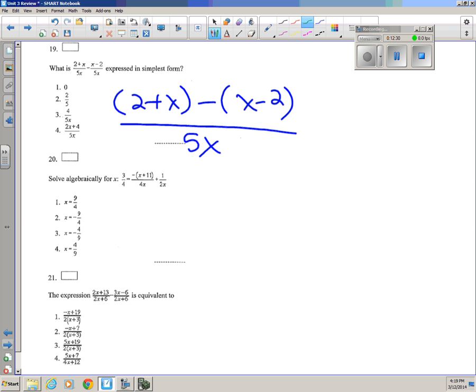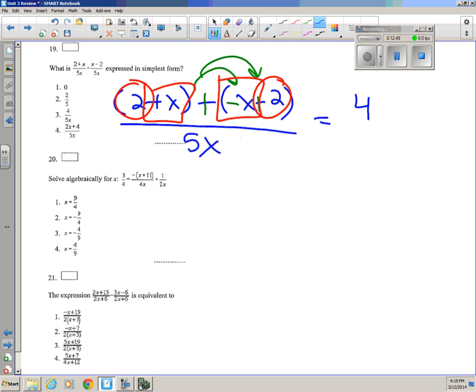Essentially, I have to distribute in my -1, which means this becomes a positive, negative, positive. Well, 2 plus 2 is 4x, plus negative x is 0x. This becomes 4 over 5x, choice 3.